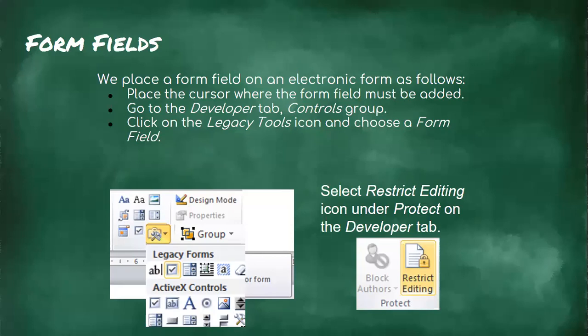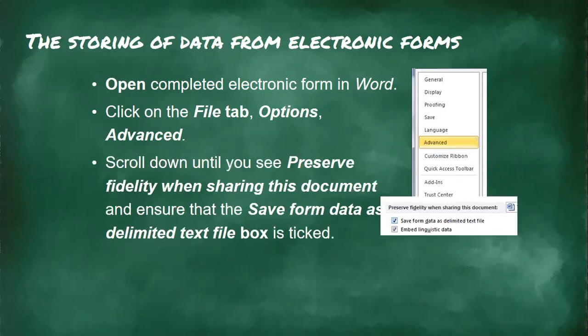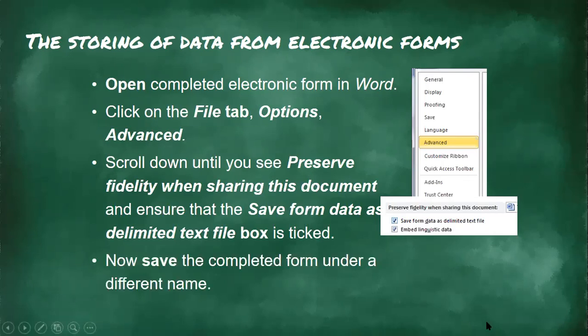Then you see this under storing the data from the form electronically. How do you store this electronically? Open the completed electronic form in Word. Click on the File tab, then Options, and go to Advanced. Scroll down until you see preserve fidelity when sharing this document. Ensure that the save form data as delimited text file box is ticked. This one, as you can see here, you must tick. Now save the completed form under a different name.